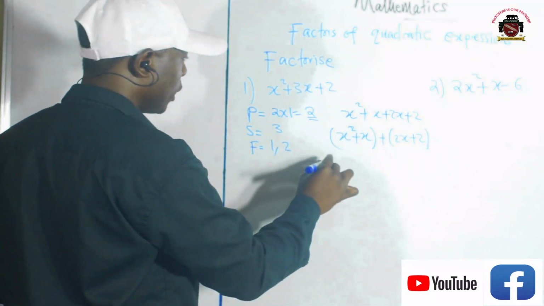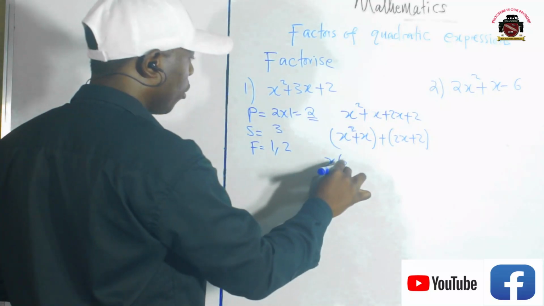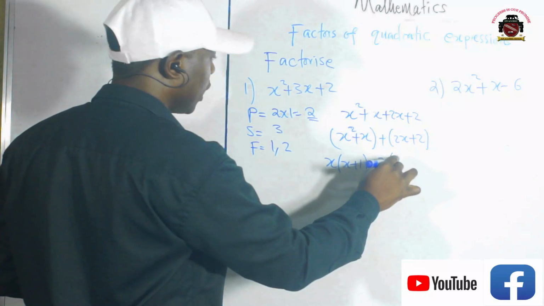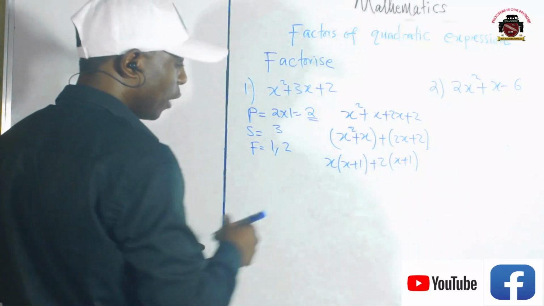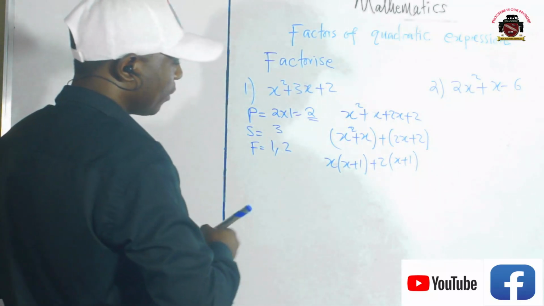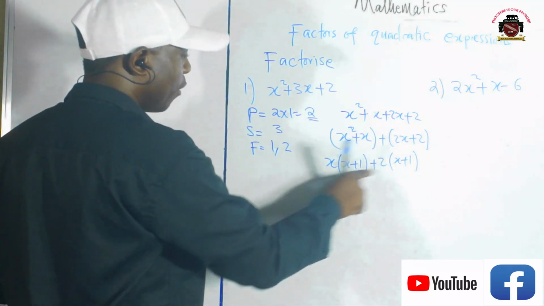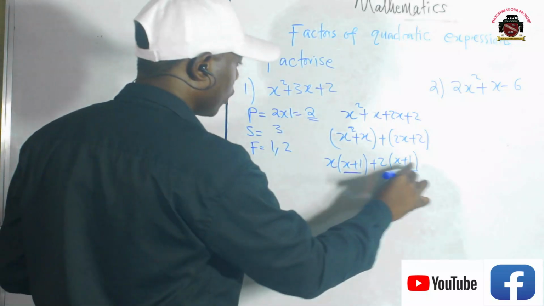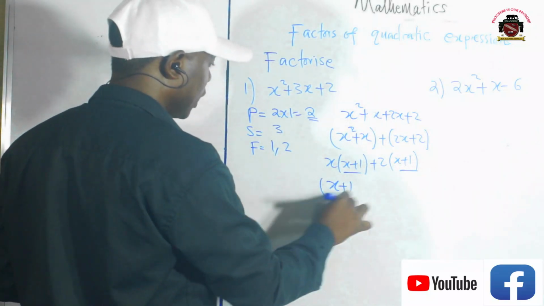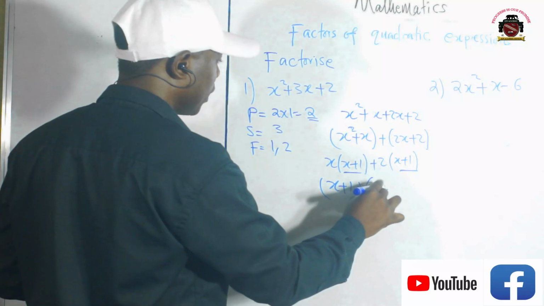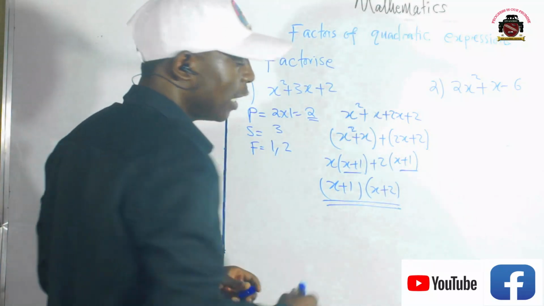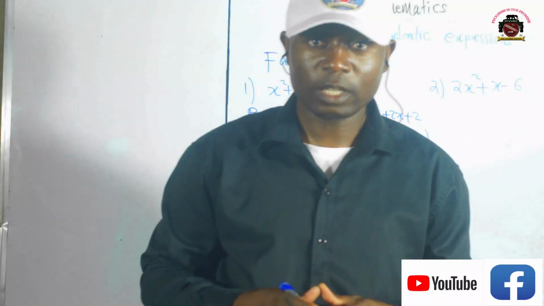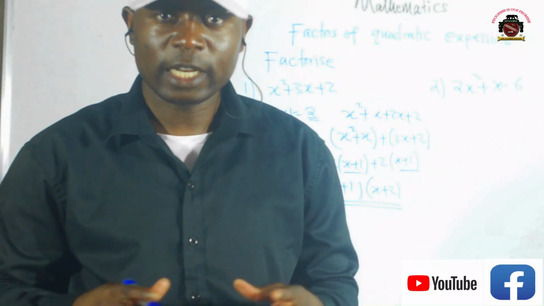Here what is common is x, so x outside, we have x plus 1. And here what is common is 2, so 2 outside, then we have x plus 1. You can see that here we have x plus 1, and again here we have x plus 1, meaning that x plus 1 is common. So we factor it out, x plus 1 outside, and here we are going to have x plus 2, and then we underline like that. Very simple.